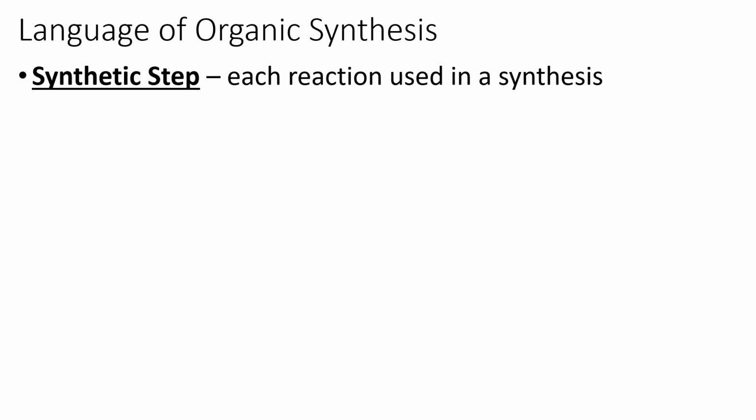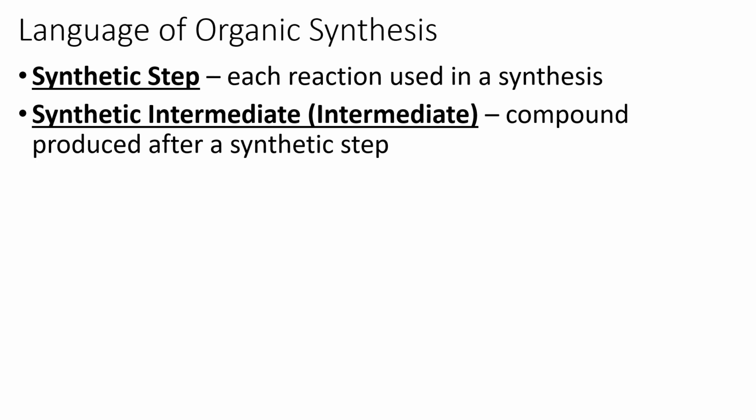Each synthesis is going to involve a variety of different reactions to get us from our starting material into our target. Each one of these reactions is referred to as a synthetic step. As we go through each individual reaction, we're going to make what we refer to as synthetic intermediates, or just an intermediate. This is a compound that is produced after one synthetic step that will be used as the reactant in the next synthetic step.